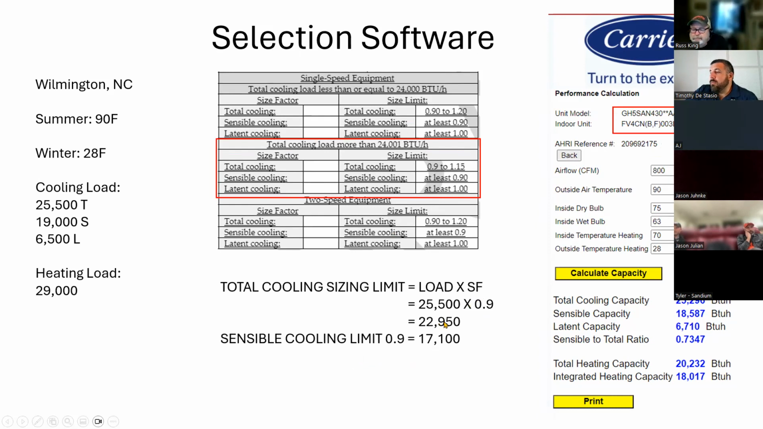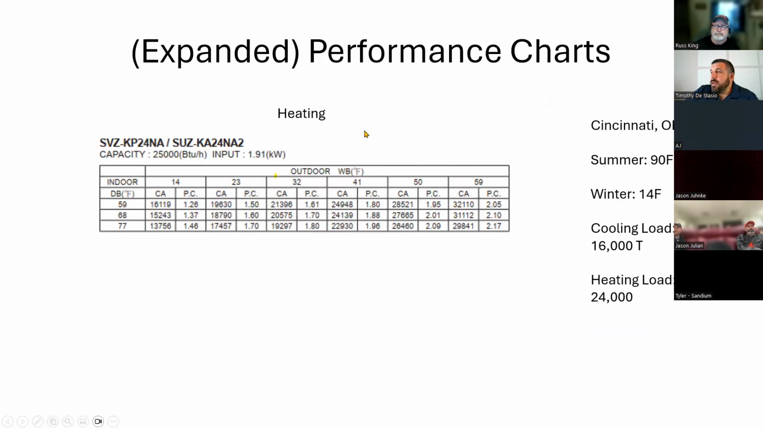All right, so go back up one. There's a delay in my mouse here. Hang on. Okay, 22,950 total. We are slightly above that, so we're good so far. Our sensible cooling limit, again, we have to be at least 0.9. We are a little bit over that, so we're good here. And finally, our latent capacity is slightly more than our latent load. We're good. I would say this system is right-sized. And so you can use selection software, play around with it a little bit, and get where you need it to be. Now let's talk about heating.